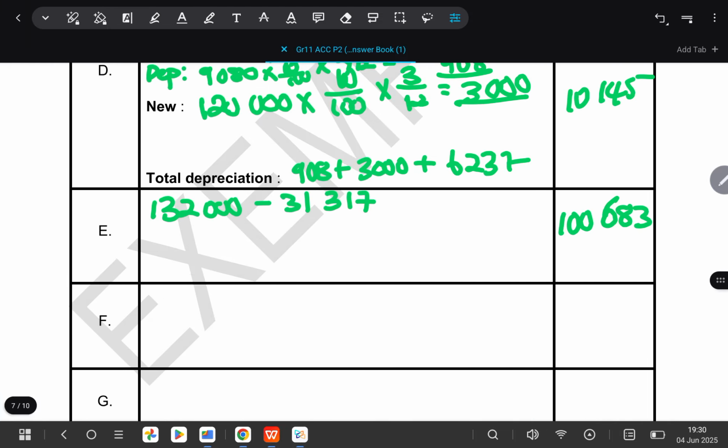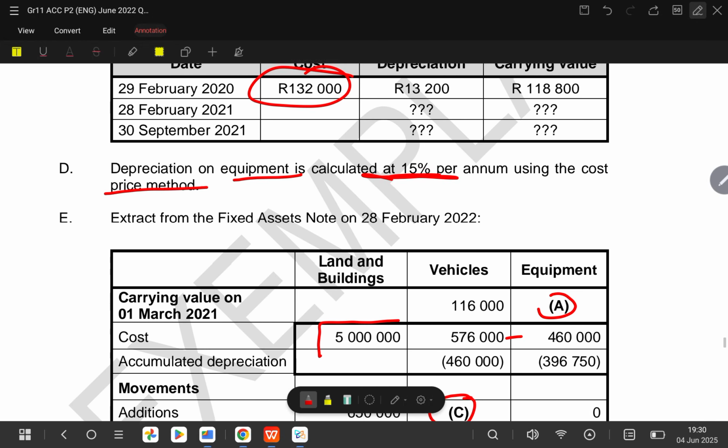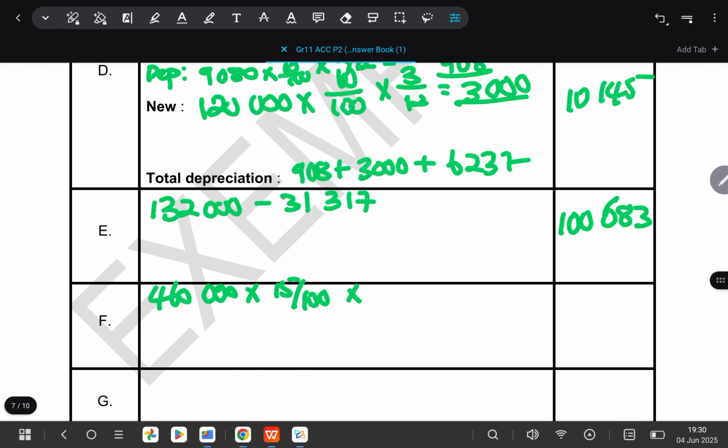So now if you say 460,000 multiply by 15 divide by 100, remember they said 15%, right? And then you multiply it by 12 over 12 because they were with us for the entire year. You multiply it by 12 over 12. It's going to give you, let's see, 460,000 multiply by 0.15, it's going to give you 69,000, right?